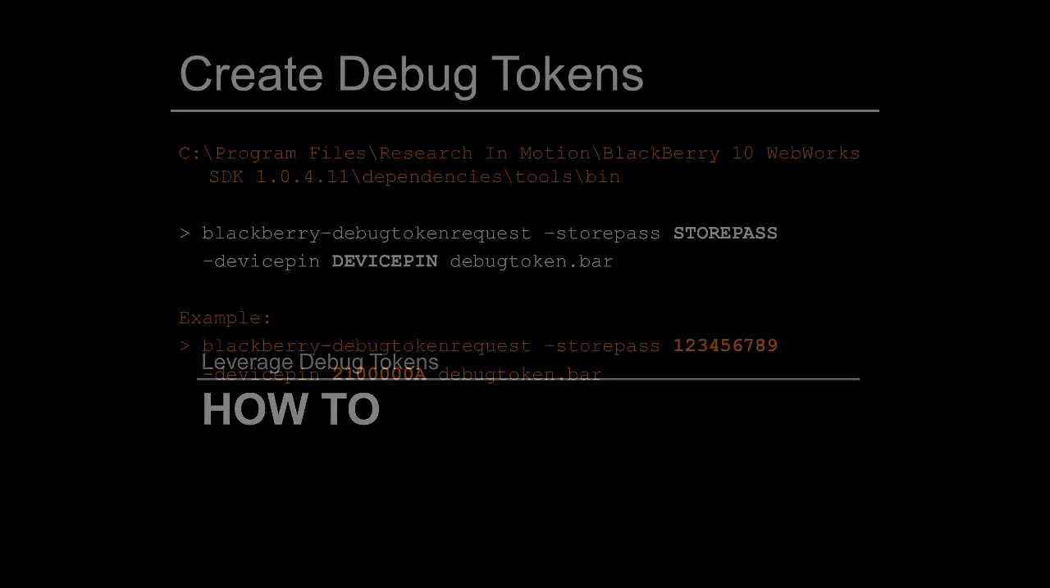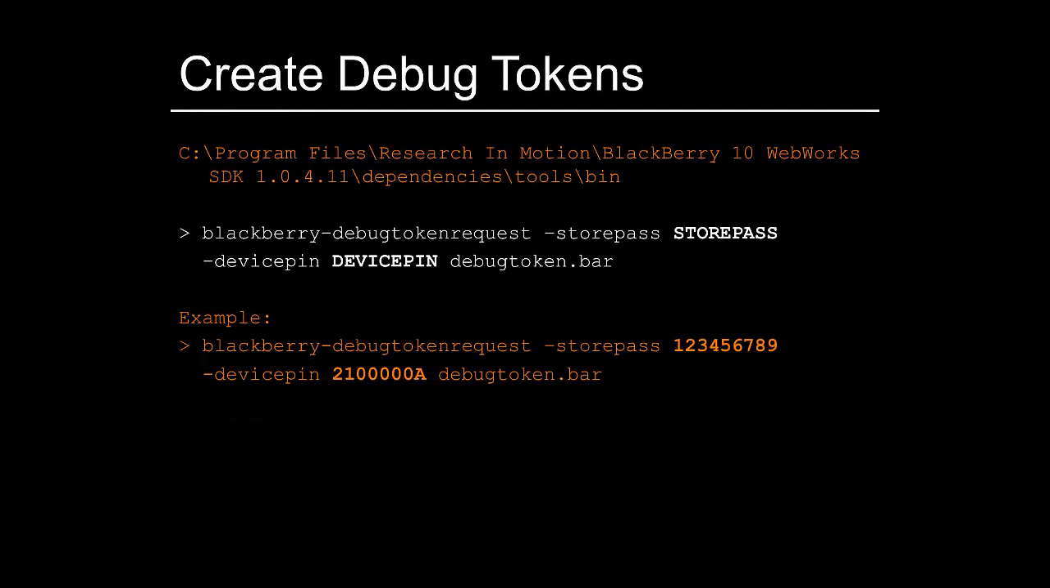Now that your code signing keys have been installed, you can start using them to create debug tokens or even sign your applications. In this section, we'll look at the steps to create a debug token, upload it to a device, and associate it with your WebWorks SDK for packaging. Like most of the scripts we've run, we'll want to open a console and navigate to the Dependencies, Tools, Bin subfolder of your WebWorks SDK installation. This time, we'll be running the BlackBerry debug token request command.